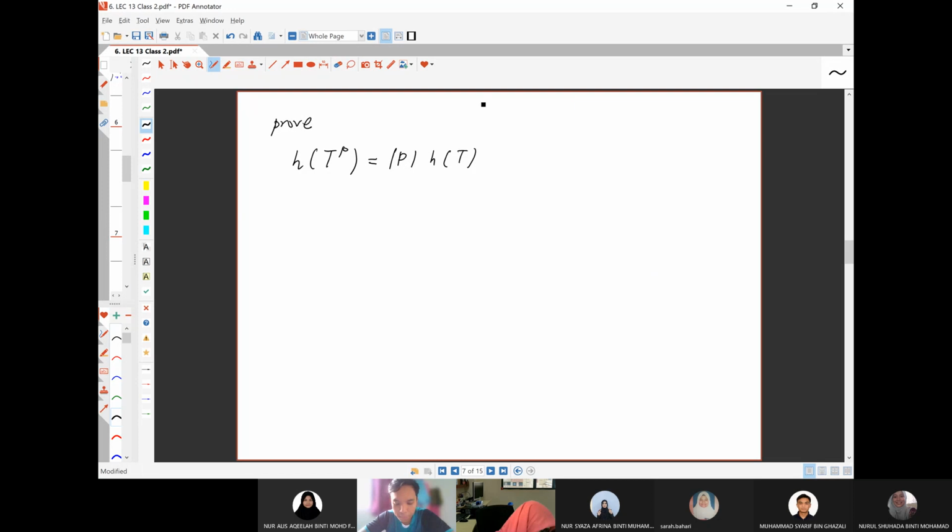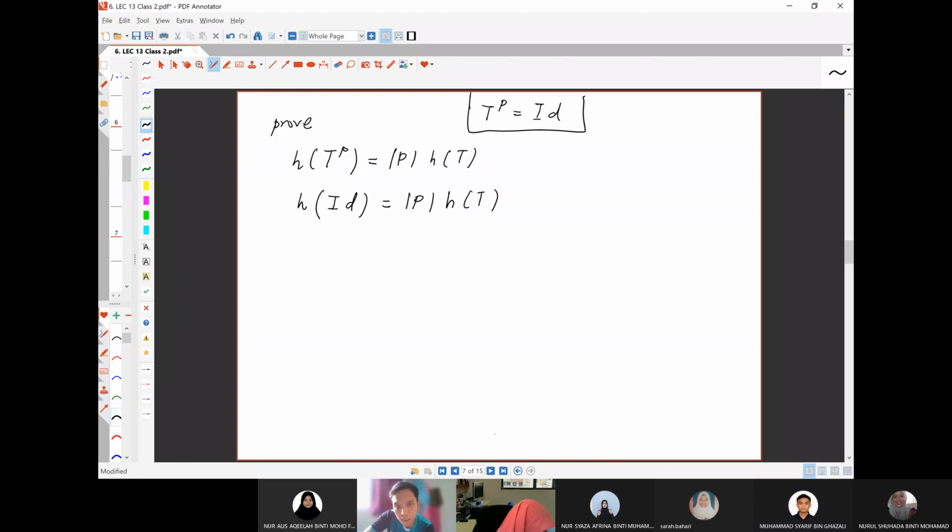Okay, so you have your information, T power P equals ID, right? So you can use it in your proof. So the entropy of T power P now becomes entropy of ID, T power P. This is equals to P multiplied with H of T. Agree?